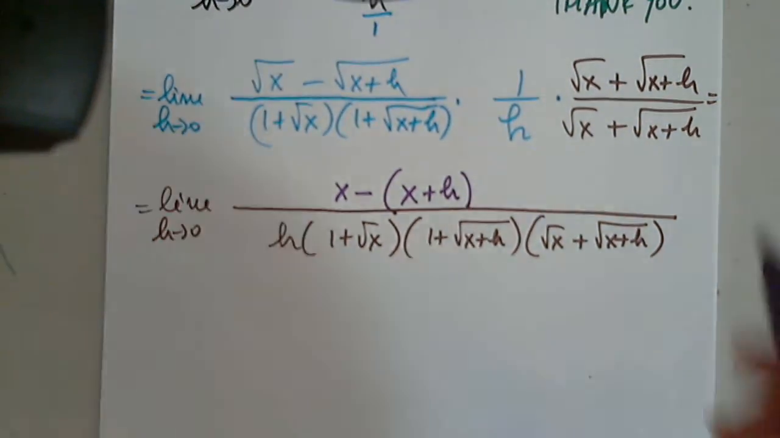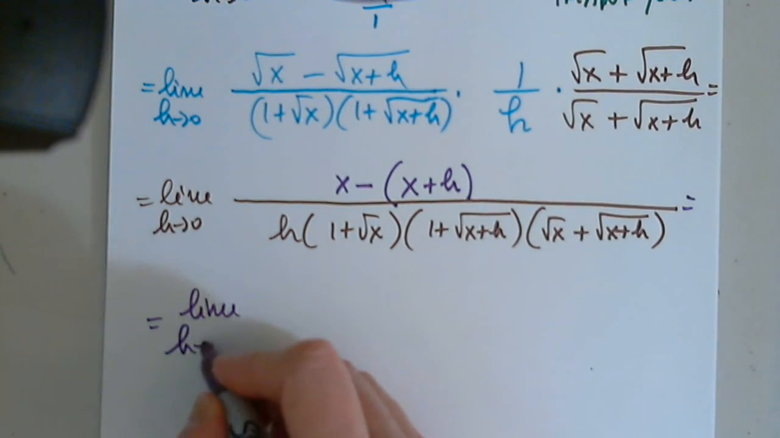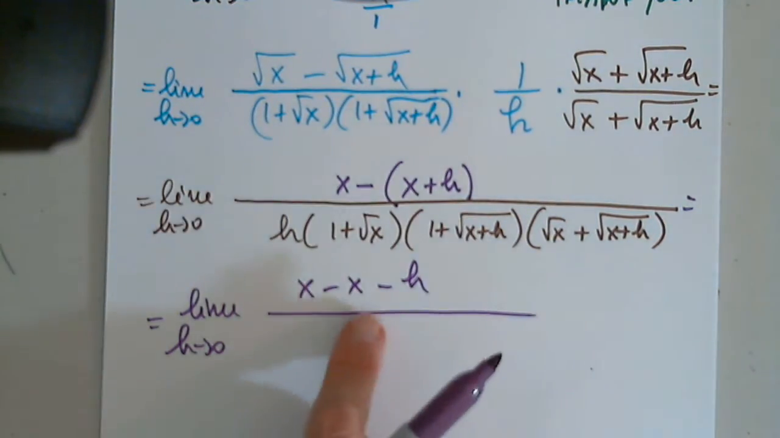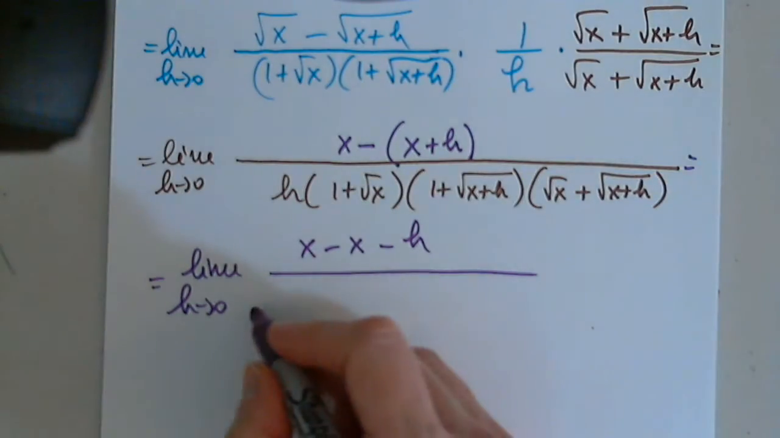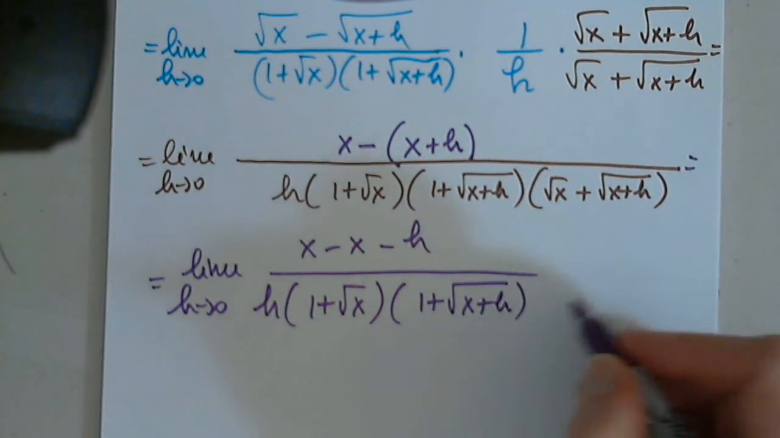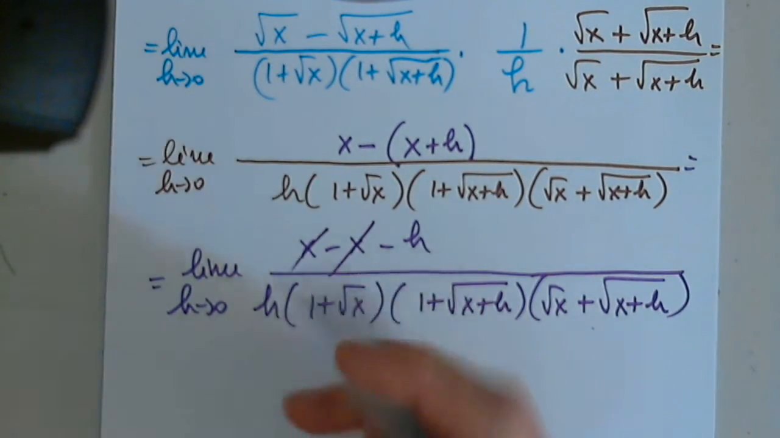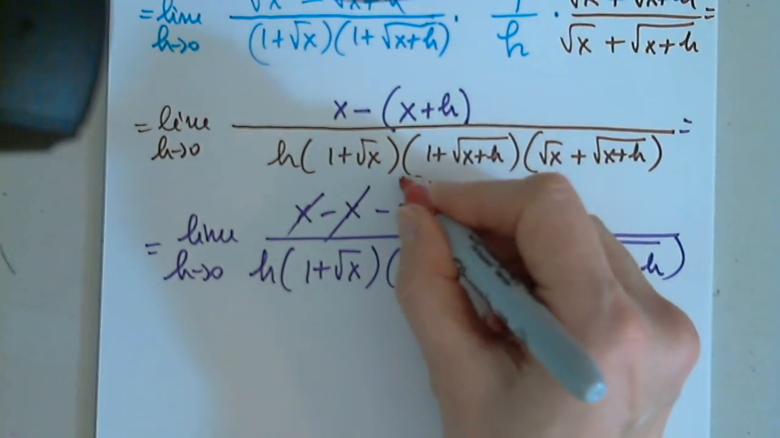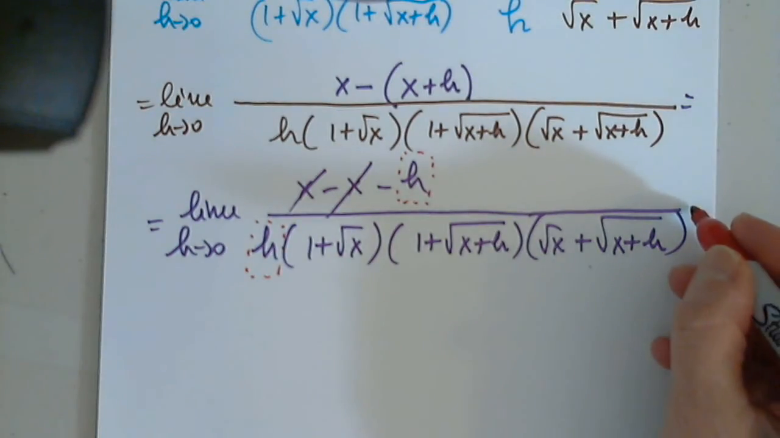Great job. Thank you. So now, of course, when I distribute here, I have limit as h approaches 0, x minus h. Careful, that's why we need to put in parentheses, because you may forget to distribute to the second term, the negative sign. So h, 1 plus the square root of x, 1 plus the square root of x plus h, the square root of x plus the square root of x plus h. And of course, you're going to say this. I don't like to do this, but I'm going to say this will go away with this. I should write it one more time. I should not be lazy.